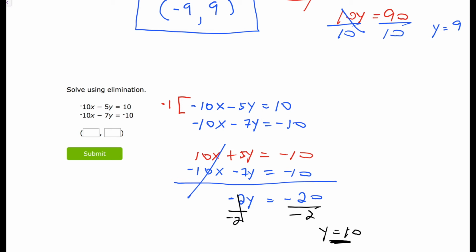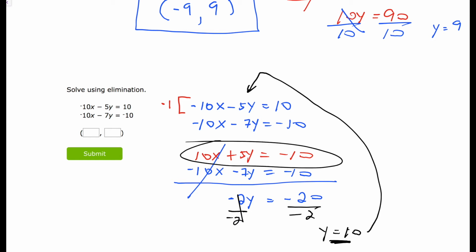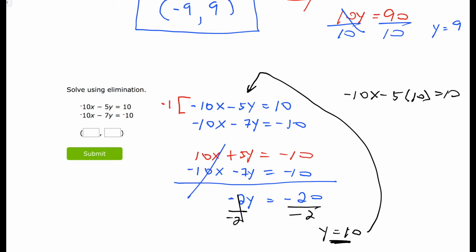So you plug this y value into one of the originals. So which one do you want to plug it into? Okay. So just plug it into the OG. Don't plug it into the new one here. Plug it into the one that's way up here. Just ignore that. Okay, so negative 10x minus 50 equals 10.